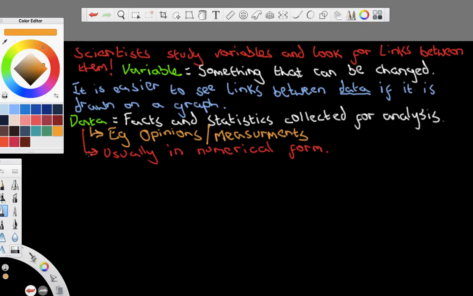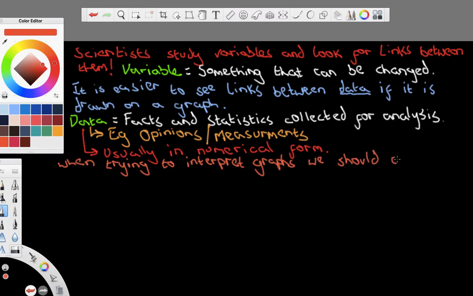So we can say, I'm going to go this colour orange so it's different. We can say when trying to interpret graphs, we should do the following. Colon, so we're going to go through some lists.